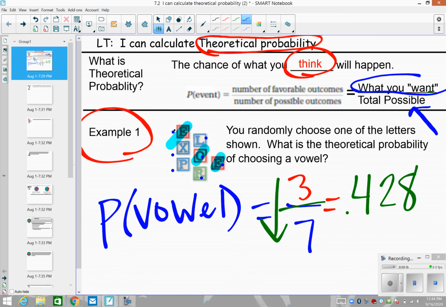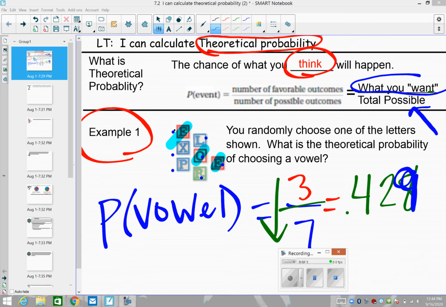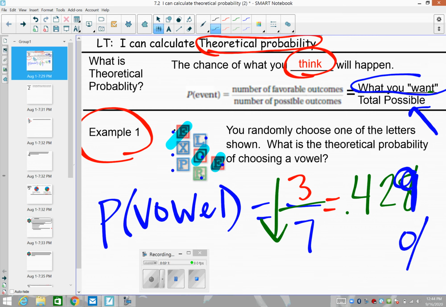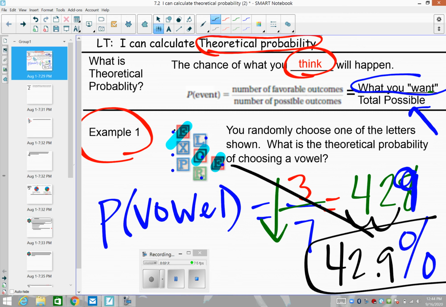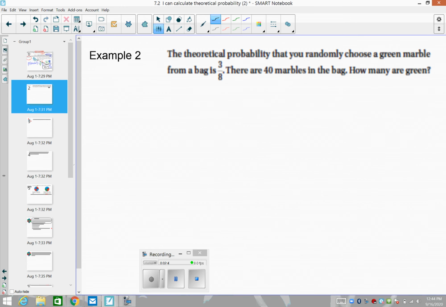I guess I could round that to a 9. I think I'll round that to a 9 because the next digit's a 5. When we convert that to a percentage, we're just going to move the decimal 2 places to the right, 1, 2, which gives us 42.9%. So 42.9% of the time we predict that we will draw a vowel on the first draw. Does that mean if we repeat the experiment over a course of time that that's going to happen? Not a guarantee, but that's what we predict using good mathematics. So very similar to the start of how we did experimental. Theoretical today is what we predict will happen.